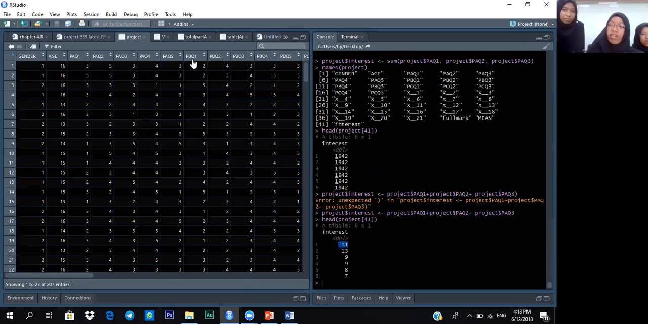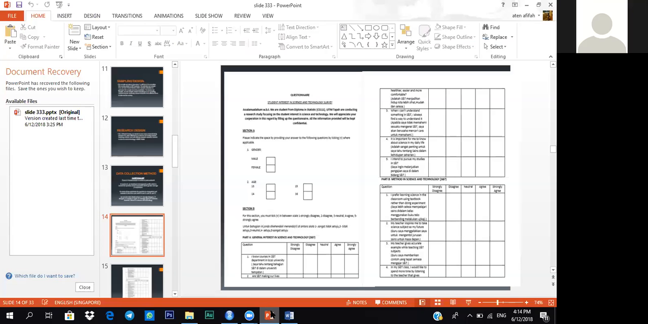So what is PBQ1? Part B question 1. What variable? Teaching method. Then you can conclude for teaching method as well. So for every section you conclude, like the example on this slide. You see, this is Part B. So you conclude all of these, understand? Then you do the correlation. Your result now is wrong.